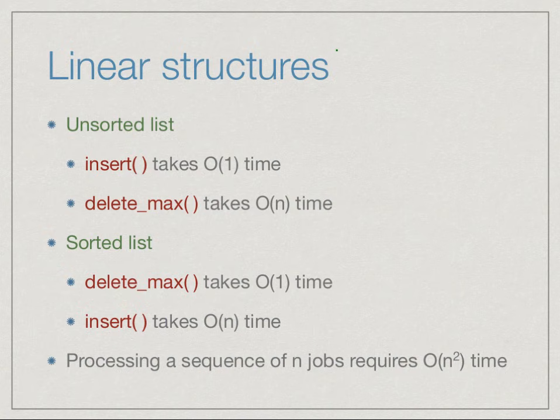The other option is to keep the list sorted. This helps with delete max. For instance, if we keep it sorted in descending order, the first element of the list is always the largest element. However, the price we pay is for inserting, because to maintain the sorted order, when we insert the element, we have to put it in the right position. And as we saw in insertion sort, insert will take linear time. So as a trade-off, we either take linear time for delete max or linear time for insert. So if we think of n jobs entering and leaving the queue, one way or another, we end up spending n squared time processing these n jobs.